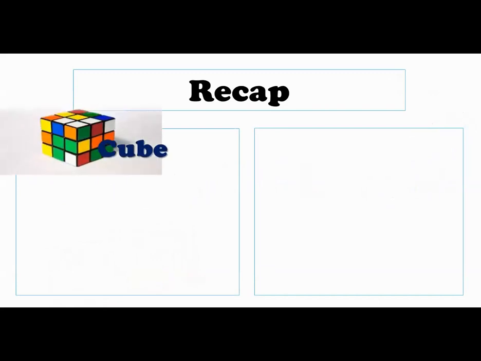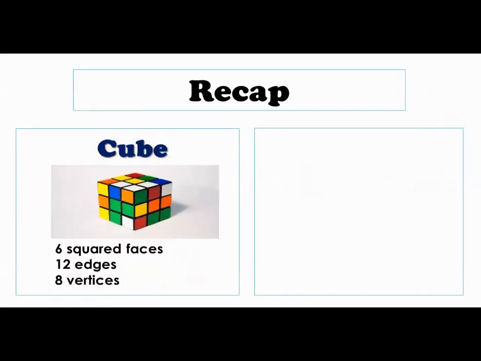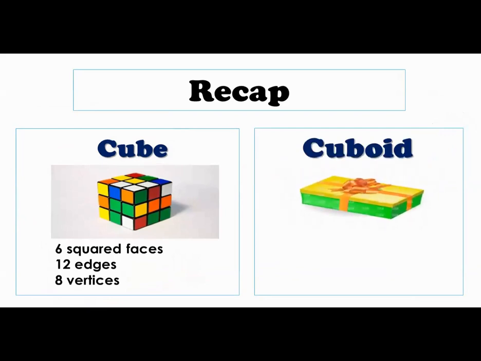Let's recall the properties of a cube. A cube is a 3D figure and it has 6 squared faces, 12 edges and 8 vertices. Whereas a cuboid is also a 3D figure which has 6 rectangular faces, 12 edges and 8 vertices.